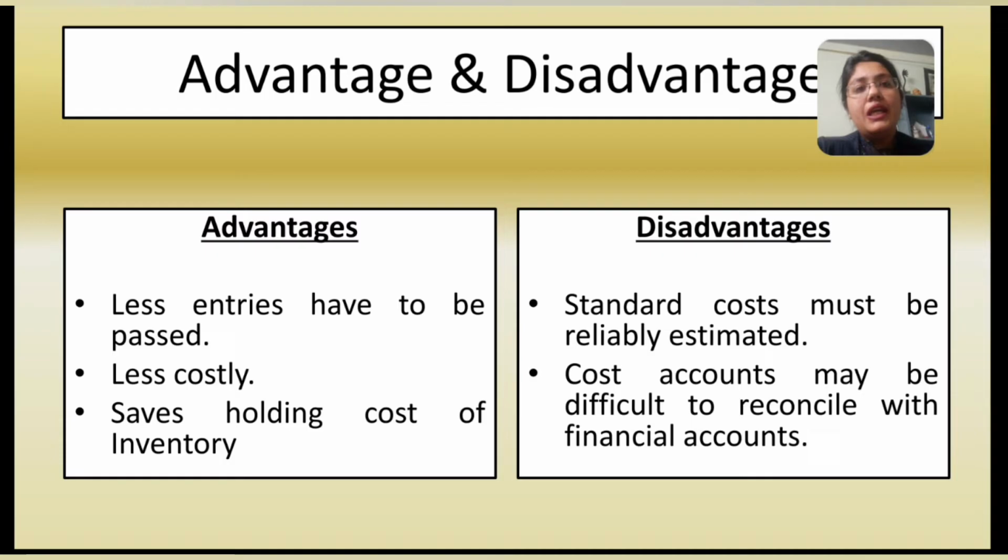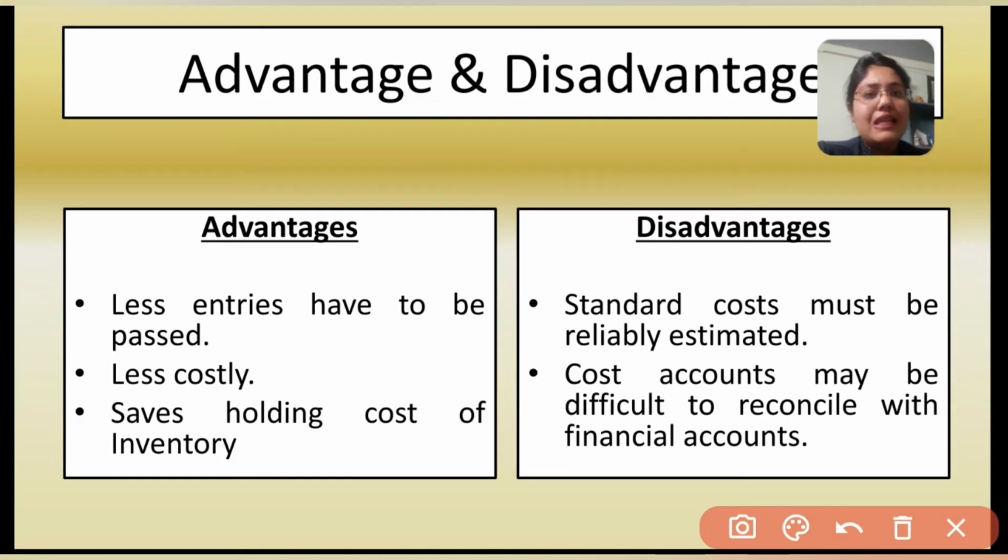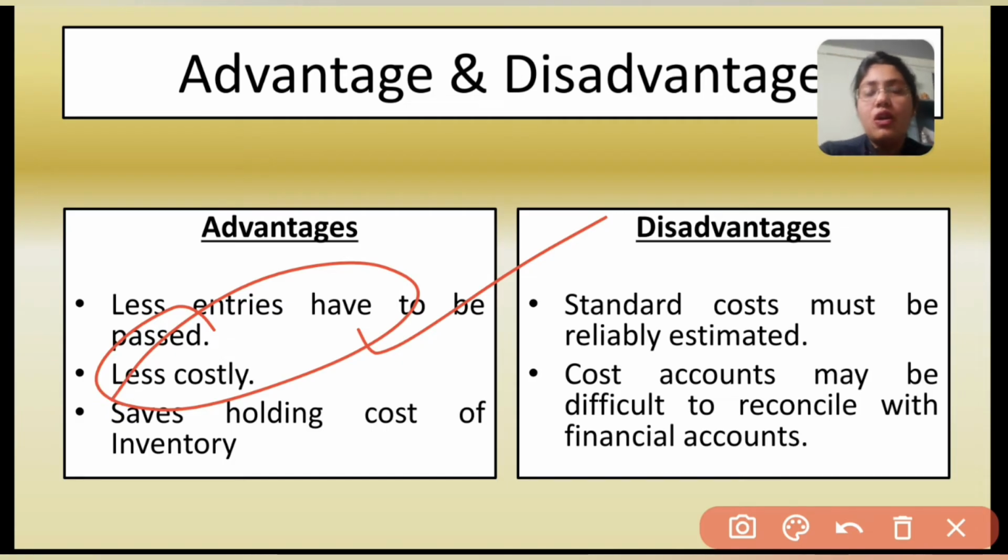Okay, then comes the advantages and disadvantages, right? So you guys can note down the advantages. What are the advantages? Fewer entries are being passed. In comparison to traditional costing, it is less costly, obviously, because inventory is not needed, and the cost of holding the inventory is also very low, right? And what can be the disadvantages?